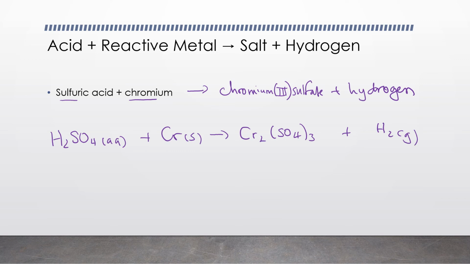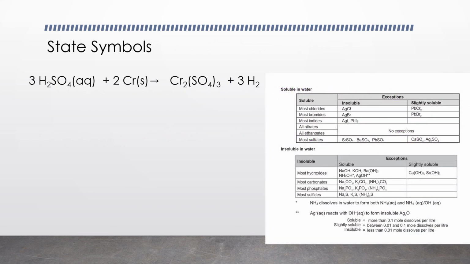Start with the metals. There are 2 chromiums on the product side, 1 on the reactant, so I'm going to put a 2 there. There are 3 sulfate groups, so I'm going to put a 3 in front of the sulfuric. There are 3 times 2 is 6 hydrogens in the reactants, so 3 twos are 6 hydrogen gas in the products. Now let's check the state symbols. Hydrogen is a gas, chromium sulfate, so most sulfates are soluble, and chromium is not an exception, so we write aqueous.